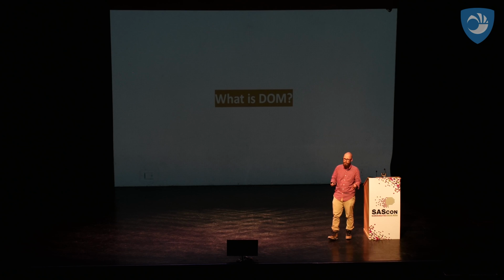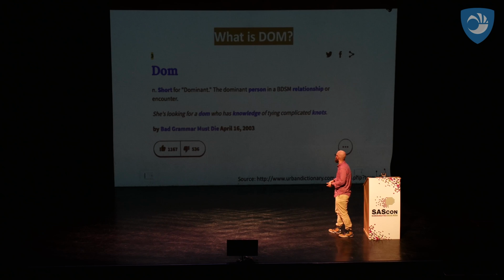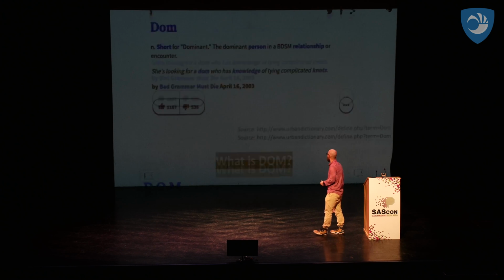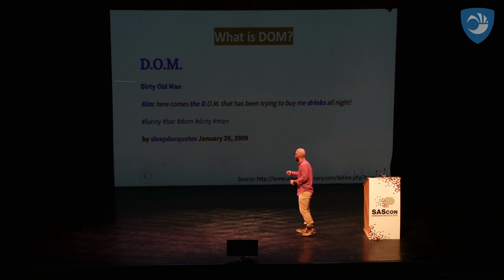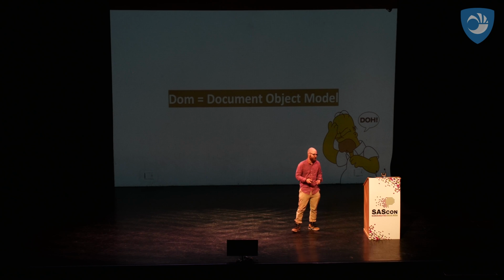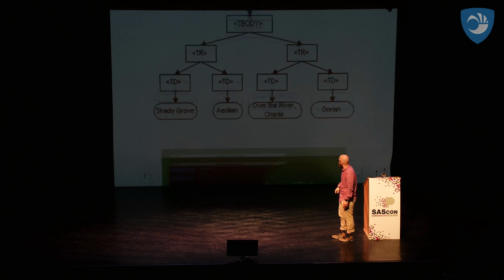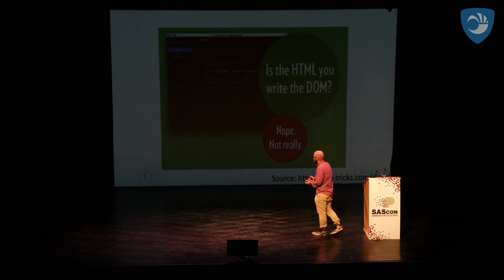Before we go any further, do you know what DOM is? I Googled that, and I found a few definitions, which are actually interesting. That's either a dude who owes you money, a dominant person, or a dirty old man, my favorite, actually. So we're looking for a different definition of DOM, the Document Object Model. If you Google that, you will see this lovely chart that, in my opinion, explains nothing. Most of the definitions would show you that and say, okay, that's DOM, go away. So I'm going to try to explain that a little bit better for you.